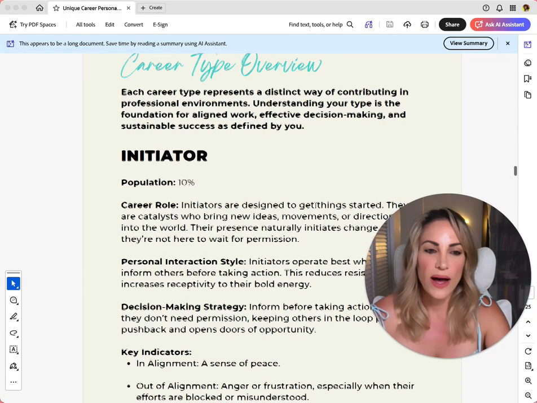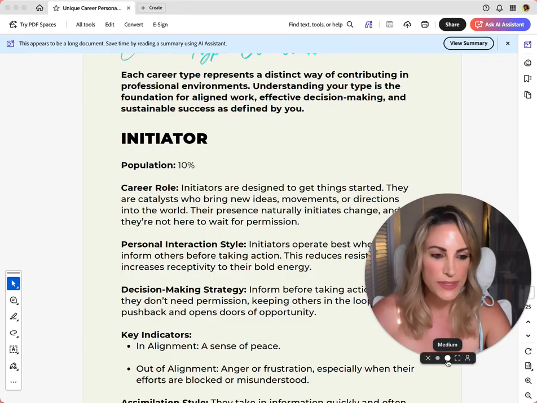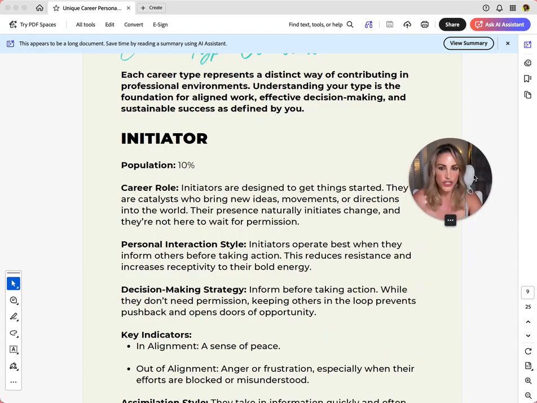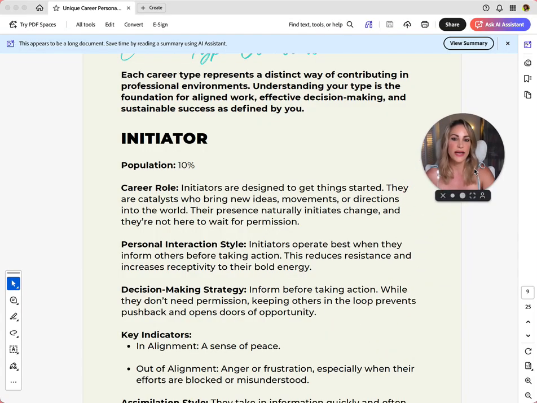And so there's these types. There's the initiator, that is about 10% of the population, that are designed to get things started. So this is the only type that's actually designed to initiate things, whereas the other types were not designed to initiate. Initiators are the catalysts to go and just get it done. You don't need any prompt, you don't need any invitation, you just go and do it.